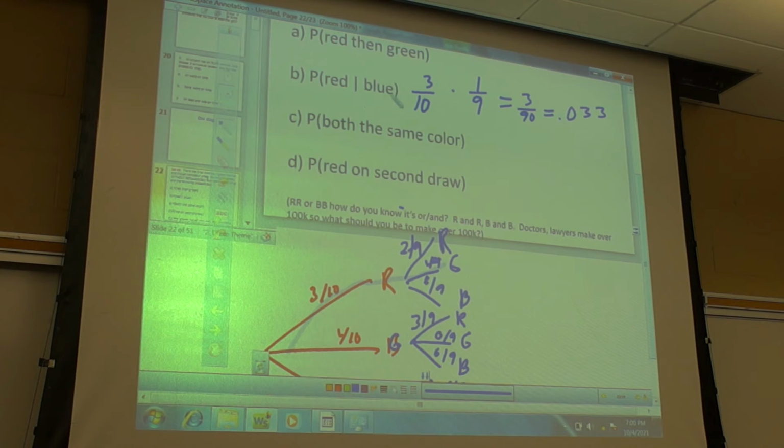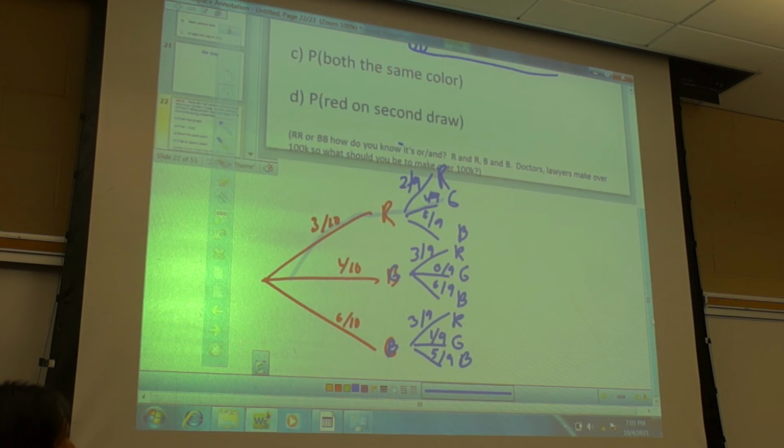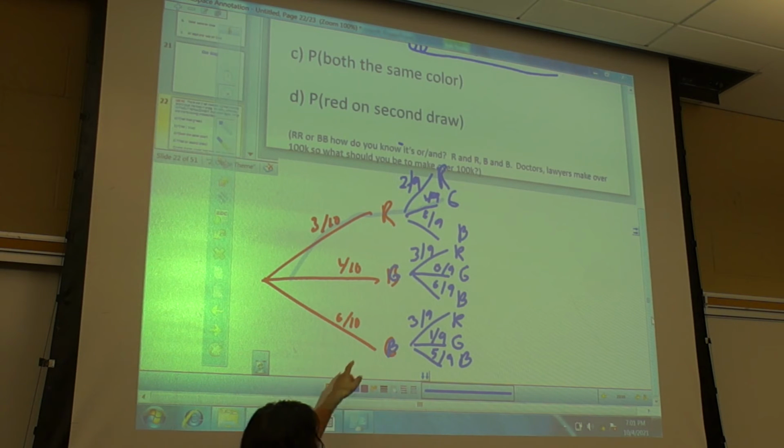Okay. Next is red then blue, and then red given blue. That line straight up and down means given. Everybody, question. If it's red given blue, what's the probability that the first draw was blue? 100%. Given blue means you know it was blue. So red given blue means I know blue happened first.